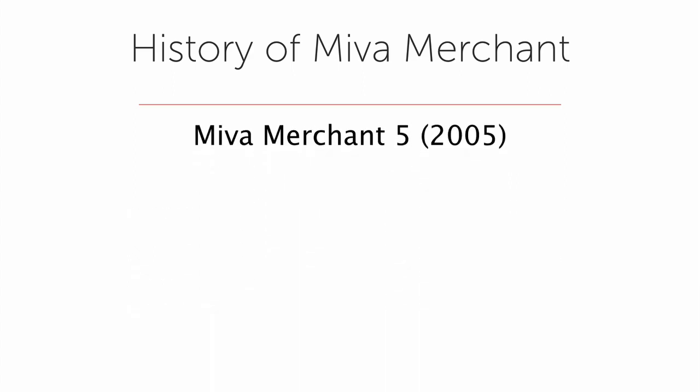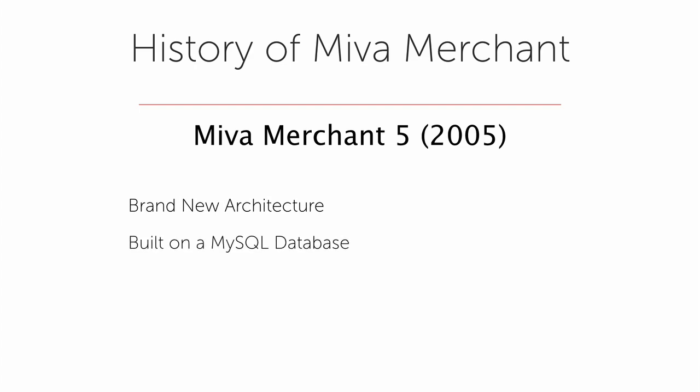Miva Merchant version 5 was re-architected from the ground up to run on a MySQL database. This gave it the scalability that you'd expect from today's modern-day web applications. Also, a brand new page template system and template language was created. This allowed you to control the look and feel of every single page template of Miva Merchant without having to edit the underlying source code. This is a very powerful feature of Miva Merchant, and one of the main reasons why developers love building e-commerce stores on the Miva Merchant platform.